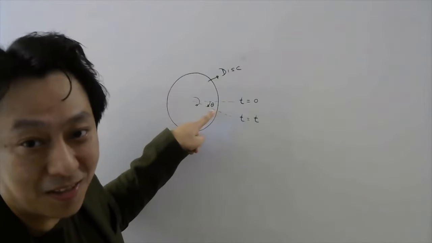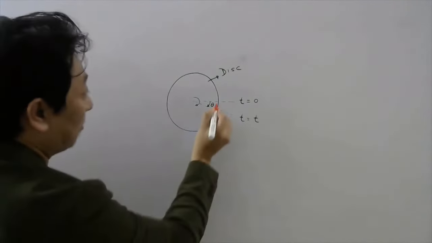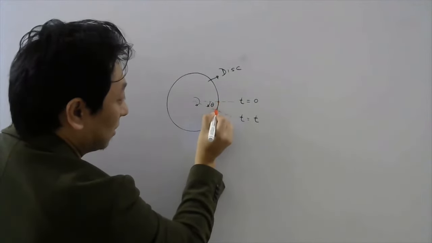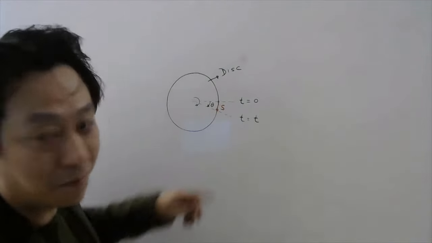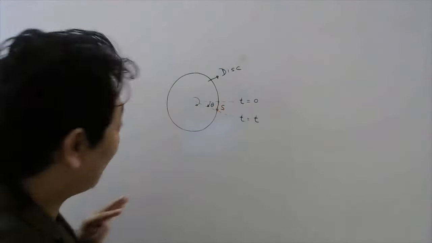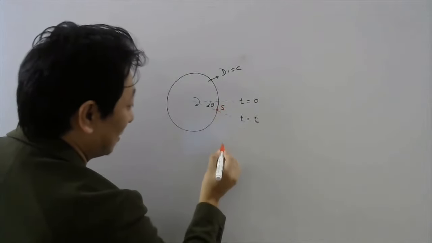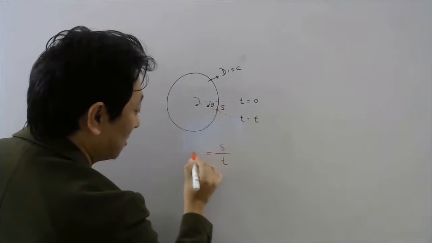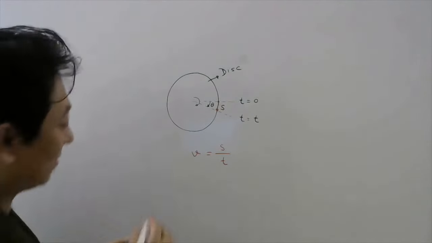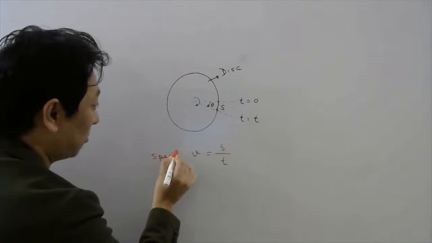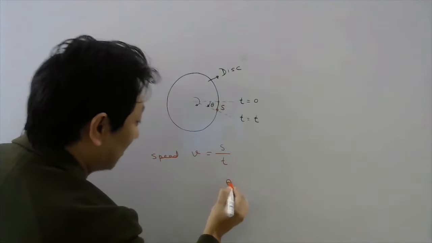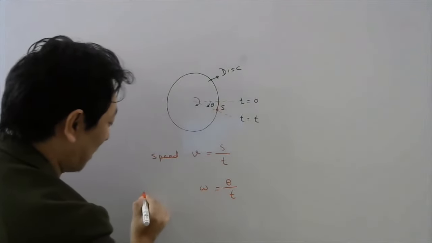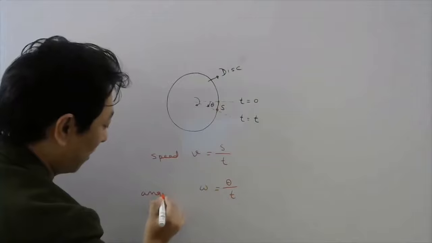And that angle I have given theta. So a point on the disc will travel from here to here. This is the distance covered by a point on the disc. Therefore, this distance divided by the time taken from here to here would be your speed, for which we write the symbol v. And if you divide the angle covered by the time, we call this angular speed, and we write it as the letter omega.